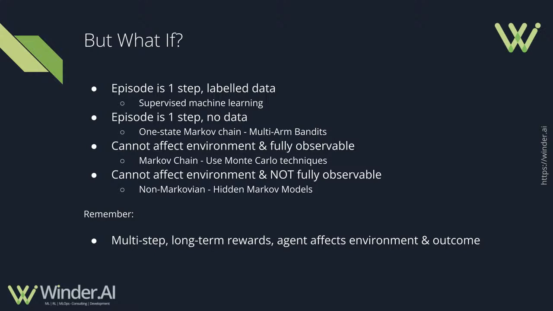If you cannot affect the environment, if the actions that the agent makes do not affect the environment and it's fully observable. So what do I mean by that? I've already explained what it means to not affect the environment when you make an action. But fully observable means that the entire state of the environment is completely exposed to the agent. So I'm talking about every possible parameter that makes up that environment is fully observable. If it is, then it's a classic Markov chain.